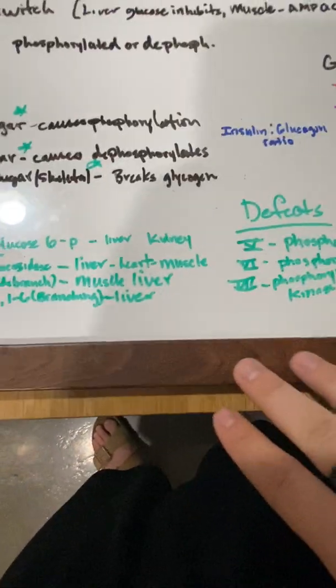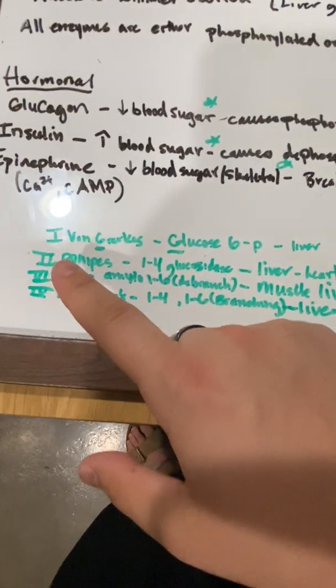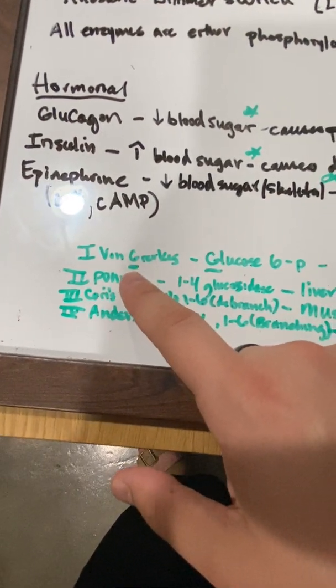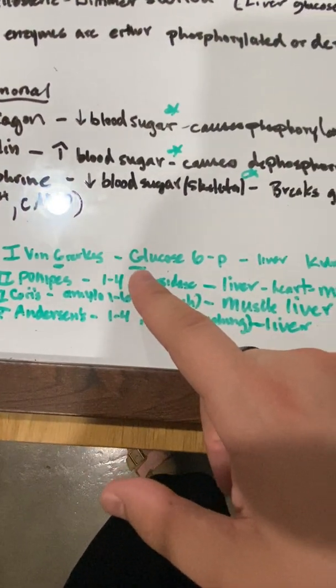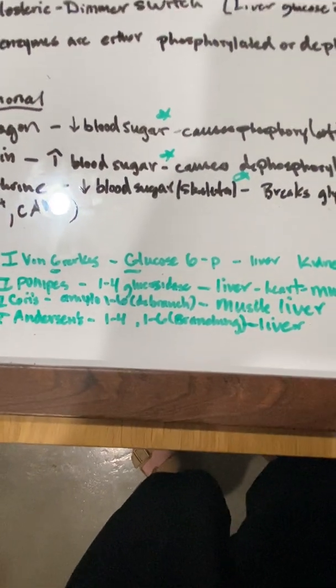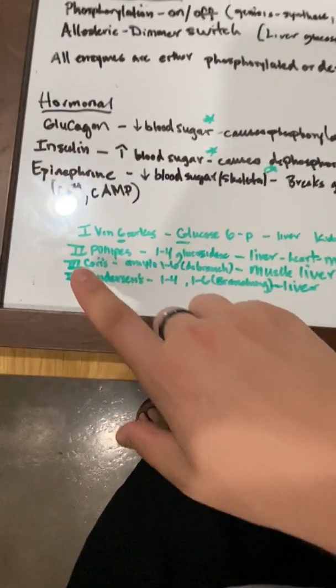So the last thing we talk about is these defects. For the first one, we have the Von Gierke's. So think of the G for glucose 6-phosphatase, and that's in the liver and the kidney. And this is the only one that's in the kidney, so that might be a test question.